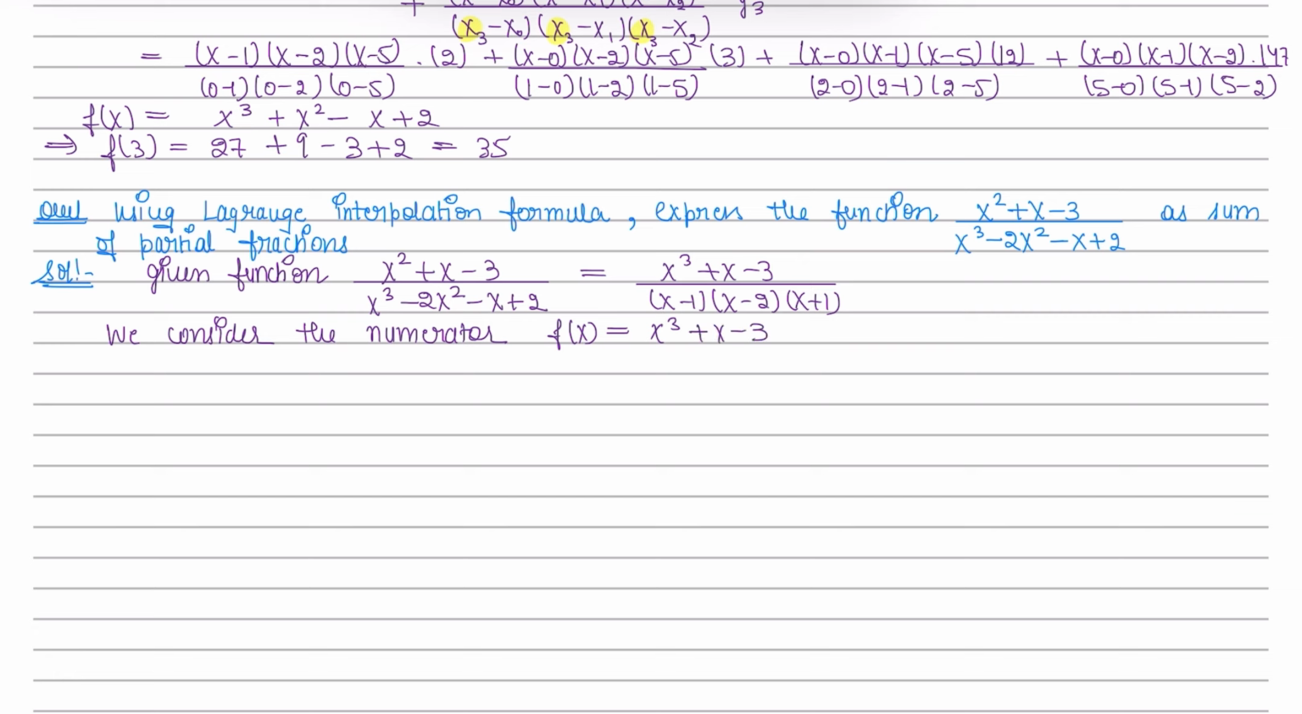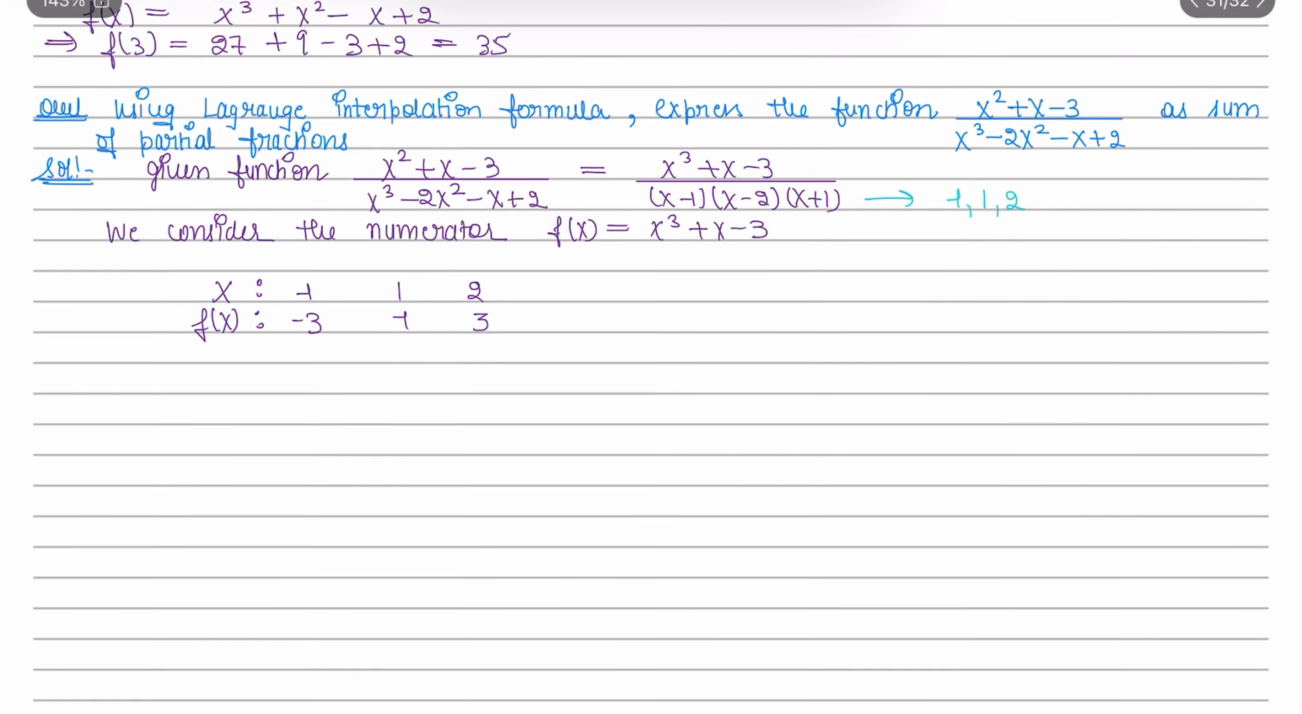Now tabulating the values of f of x for the values of x as minus 1, 1 and 2. This is because we want to convert it into partial fractions and the roots of the denominator are clearly minus 1, 1 and 2. Therefore, the table will be minus 1, minus 3, 1, minus 1, 2 and 3.